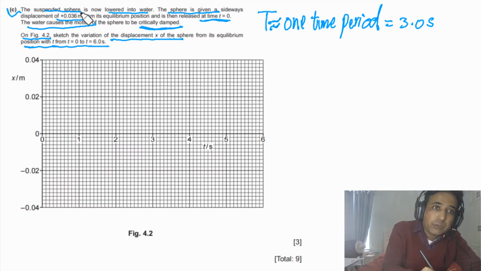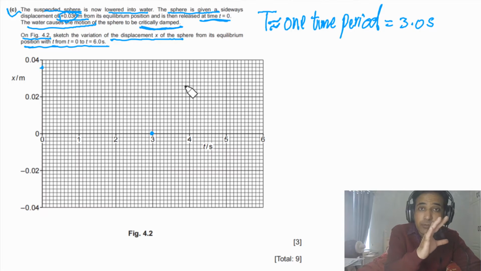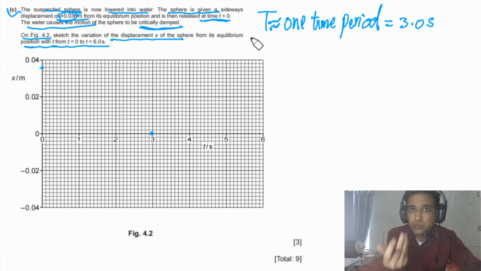Now, the initial displacement is this, so it has to start from this point. And it will reach the equilibrium position again at 3 seconds. Simply because it's the time period, the time it will take to come back to equilibrium is equal to one time period.